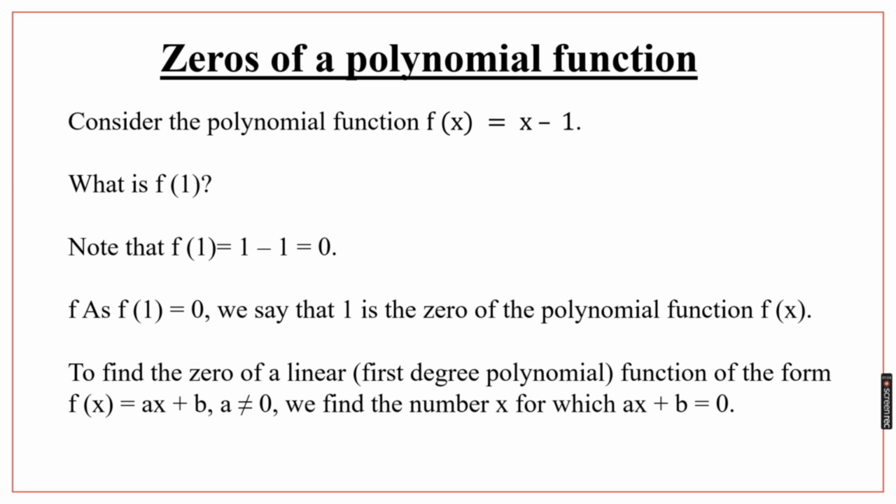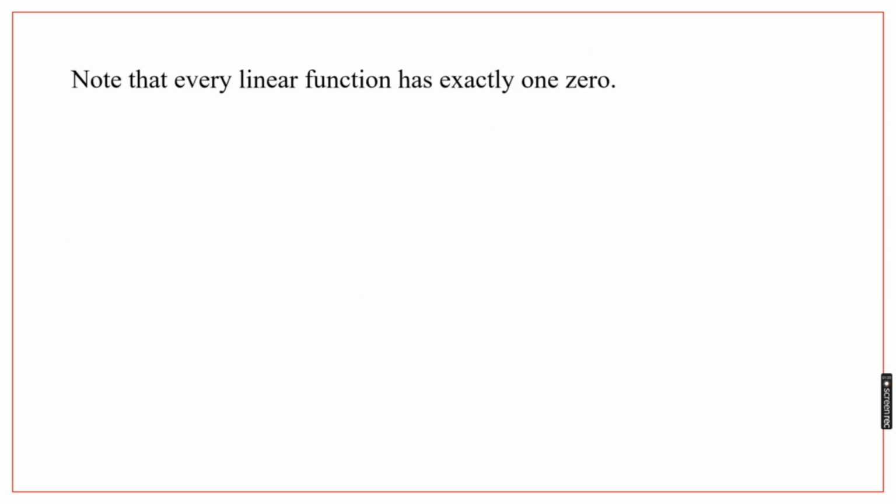So to find the zero of a linear, which means first degree, polynomial function, x to the power of 1, it is of the form f of x equals ax plus b, a differs from 0, because if a equals 0, it will be a constant function. It's only b, there is no x. So we find the number x for which ax plus b equals 0. Note that every linear function has exactly one zero.